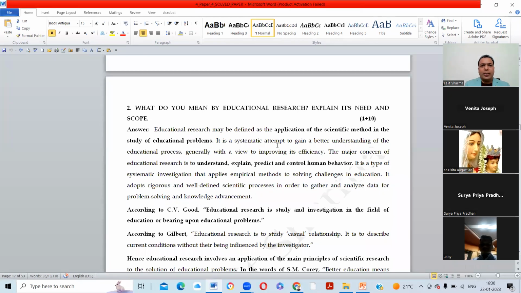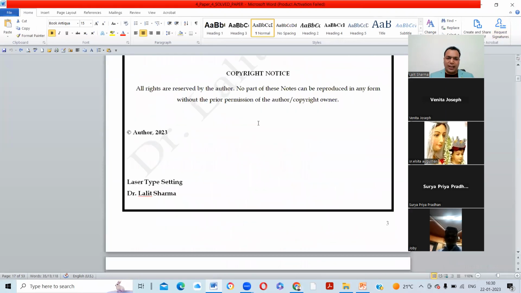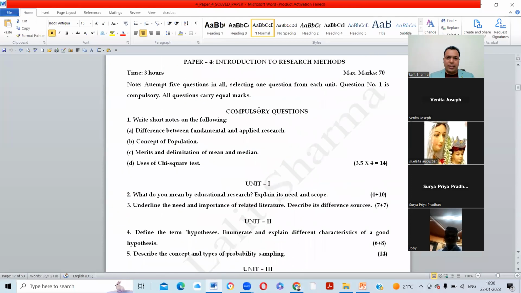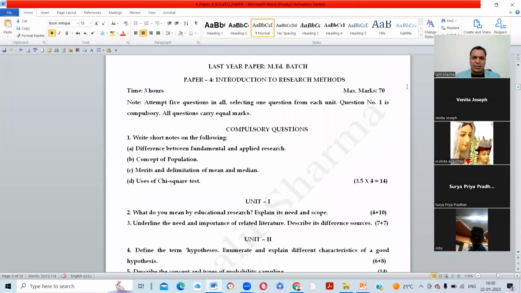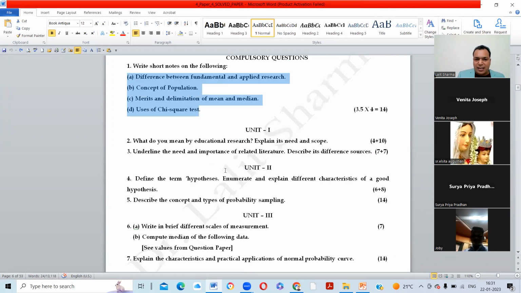Now the second question has started, our long questions, right, guys? So side by side, on the first page, we see the paper also. This is our paper, the last-to-last year paper. All four compulsory questions we have discussed: difference between fundamental and applied research, concept of population, merits and demerits of mean and median, and uses of the chi-square test. Now the long questions have started.